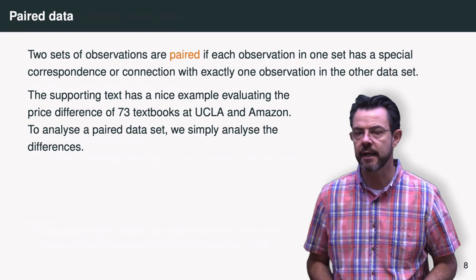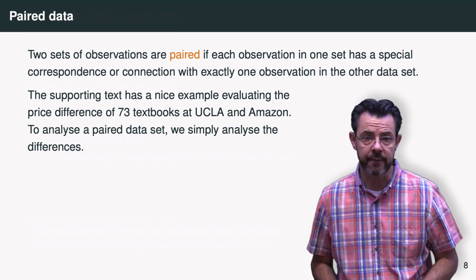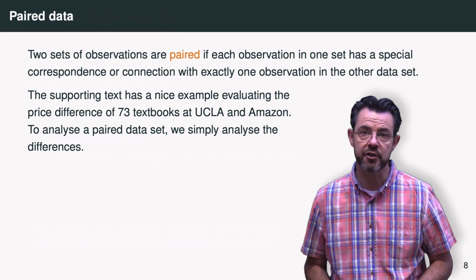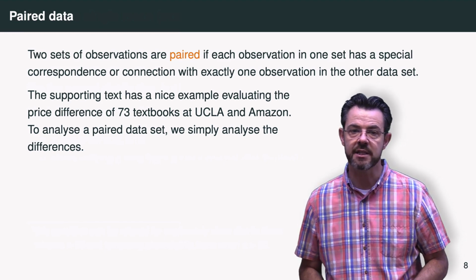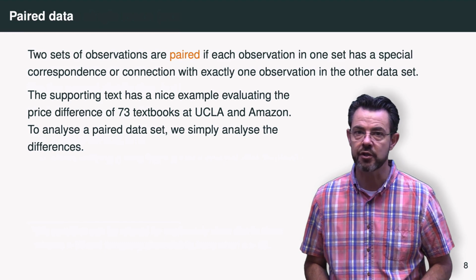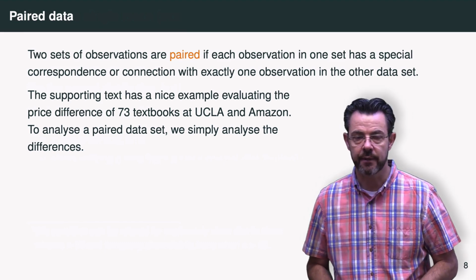There's a special case in inference for numerical data, and that's when we deal with paired data. Now, two sets of observations are paired if each observation in one set has a special correspondence or a connection with exactly one observation in the other data set.